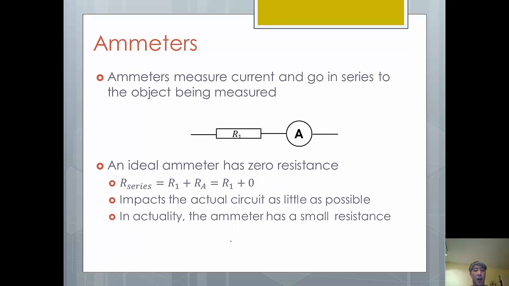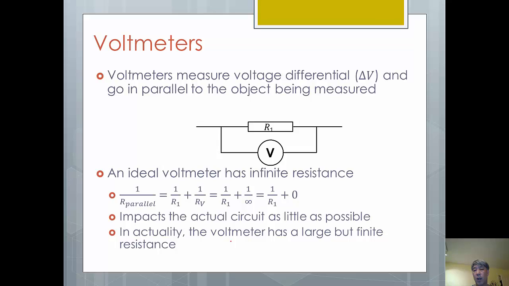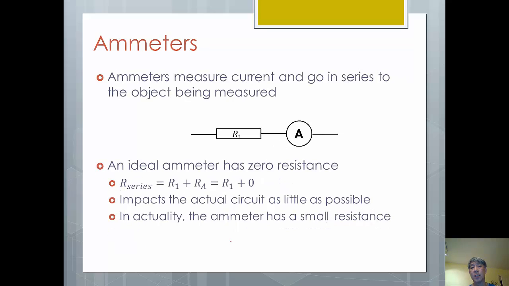Ammeters, however, measure current, and so they go in series. They need to count every single electron that goes through, so they go in series. Ideally, the ammeter will have 0 resistance, but again, because I can't get 0, the ammeter will have a small resistance, usually in the unit of ohms, 3 ohms, 5 ohms. In both cases, if the voltmeter or ammeter actually has resistance, you need to include that resistor in your circuit analysis.